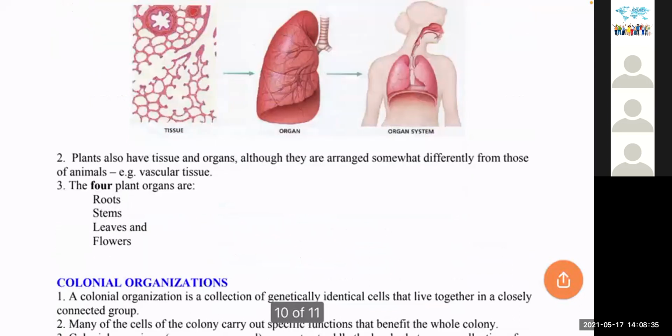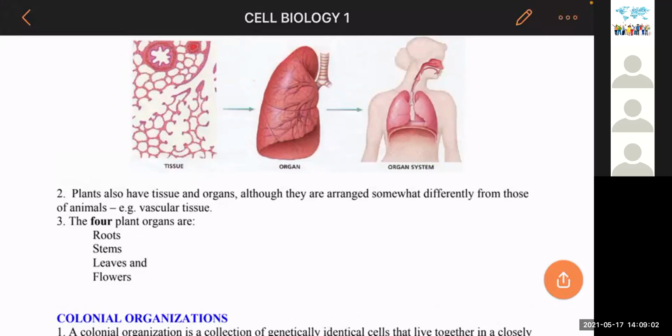So plants also have tissue and organs. Are you listening? Away from humans and animal cells, plants also have tissue and organs, although they are arranged somewhat differently from those of animals, e.g. vascular tissue. These are the 4 plant organs that we have: the roots, stems, leaves, and flowers. These are the organs of plants. Whilst in humans, we have the heart, lungs, kidney, and the list goes on.